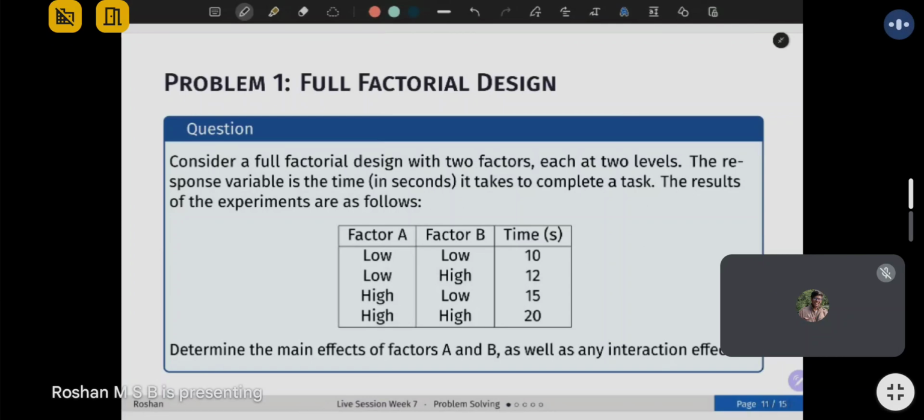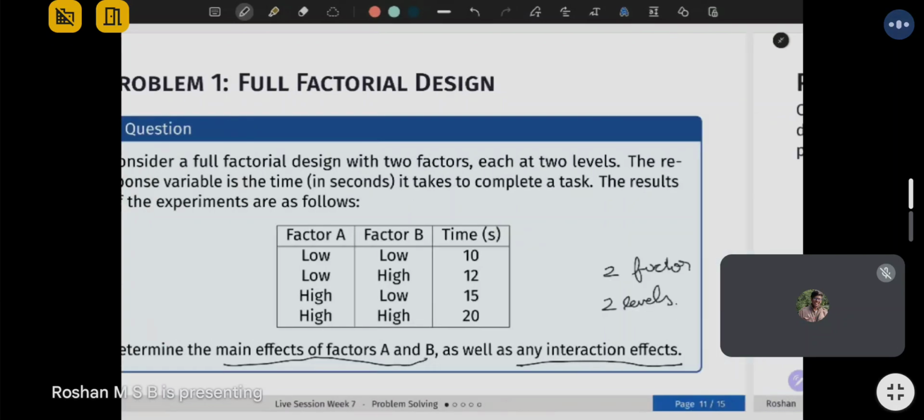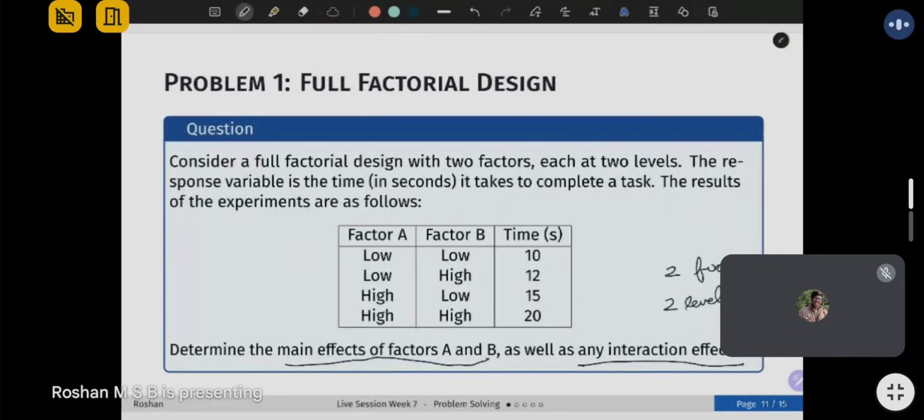So you have a full factorial design with two factors, factor A and B, each having 2 levels, low and high. You want to calculate the main effects for A and B as well as whether there is any interaction effect or not. So how do we go about it? What do we do? First we need to add a page.